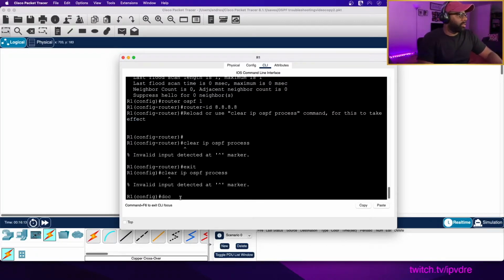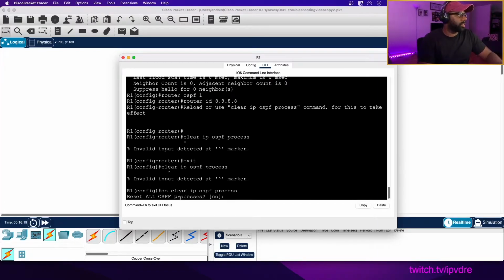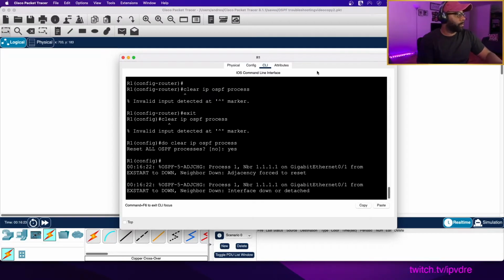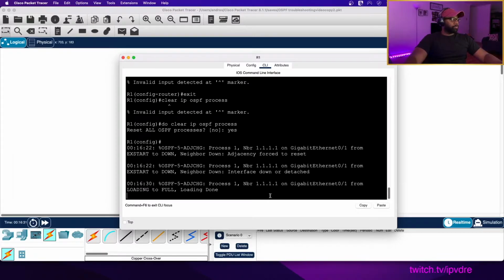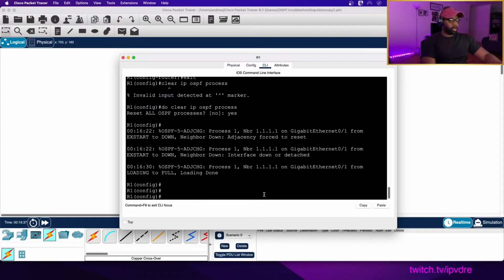Oh, wait. Do clear IP OSPF process. Yes, there we go. Reset all OSPF processes. Yes. So that just tells you this command needs to be done in privilege exec mode or enable mode. So now let's see. Loading to full, loading done. All right, so we're in enable mode, we're in global config mode.